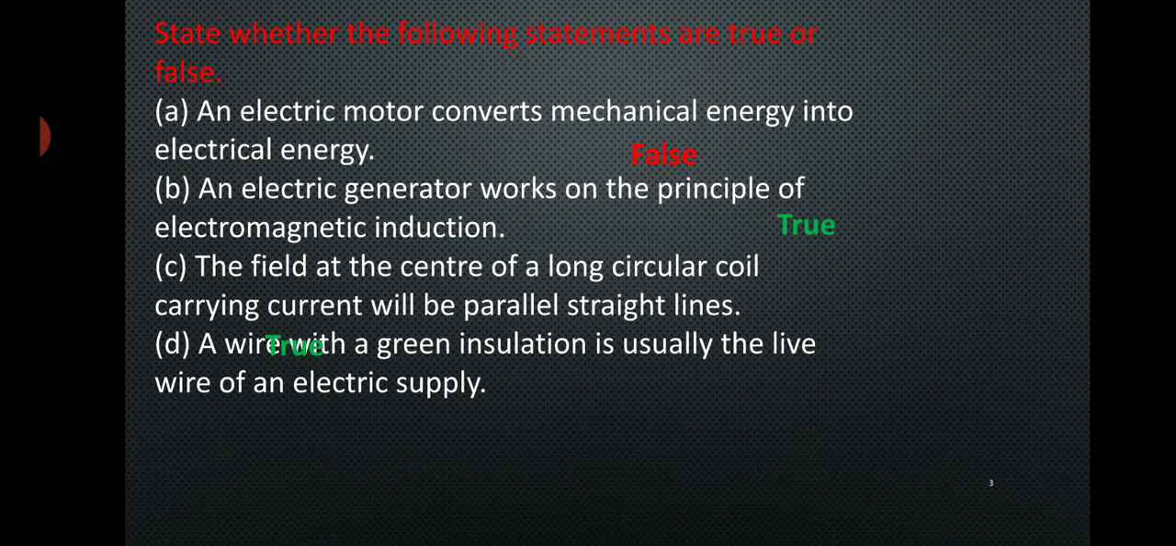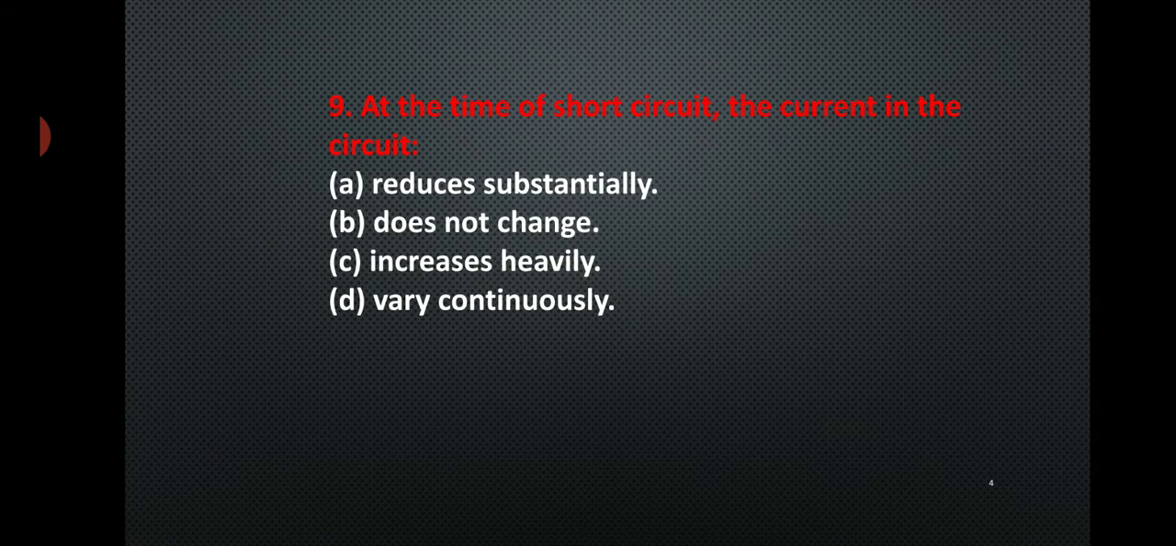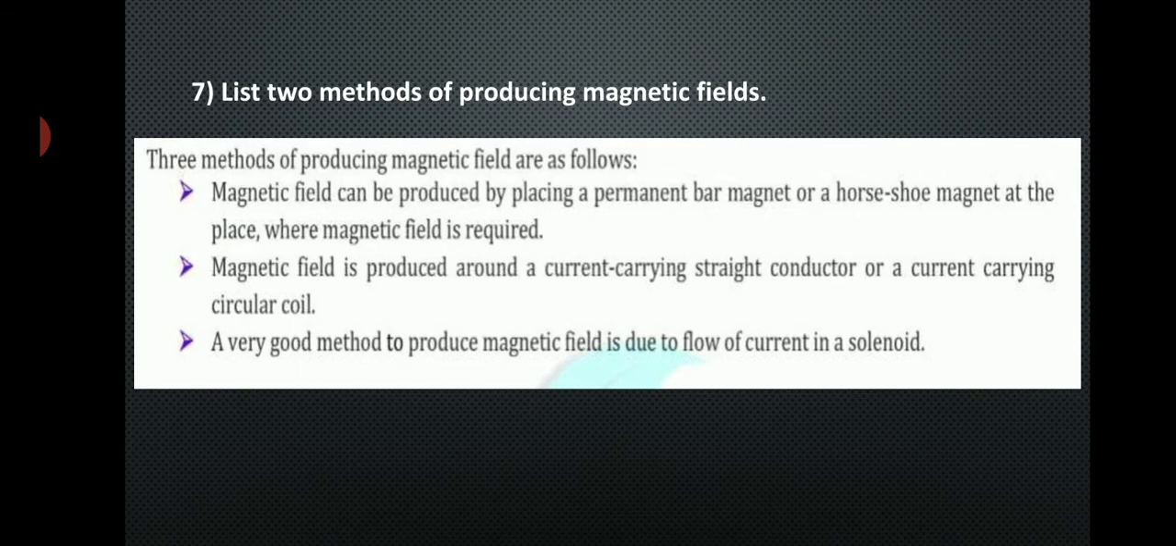The field at the center of a circular coil carrying current will be parallel to the straight line. Then the last one: the wire with the green insulation is usually the live wire of an electric supply. That is false. Green insulation is an earth wire, right? And the next one: at the time of short circuit, what happens to the current in the circuit? It increases heavily.